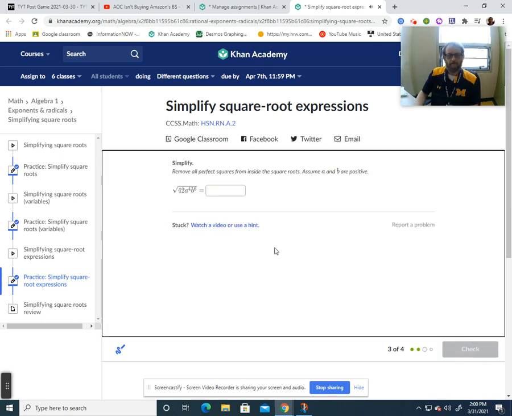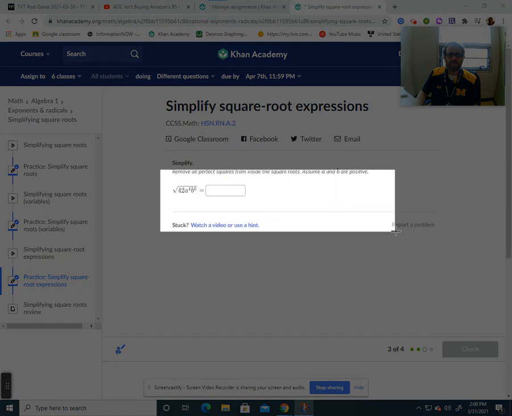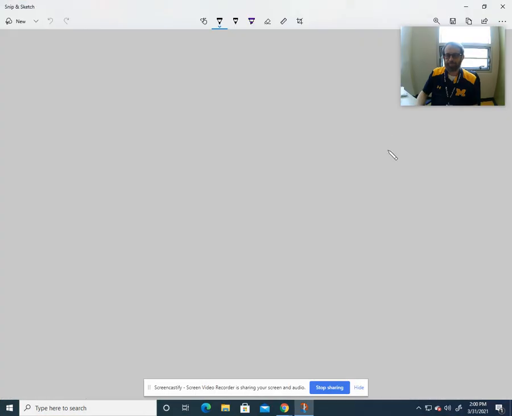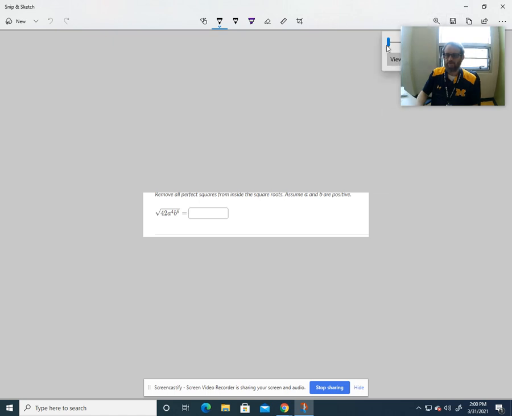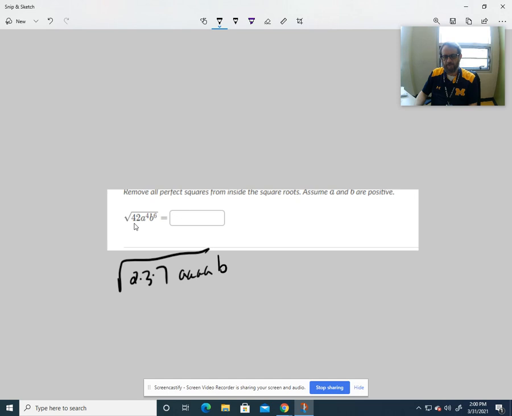All right. Next one. Now this one is really even simpler. It's much more like what they did on the last homework set. They've just got a couple of variables inside instead of just one. 42 is 6 times 7. So that ends up being the square root of 2 times 3 times 7. Then you have 4 a's and you have 6 b's. And now you're looking for pairs.